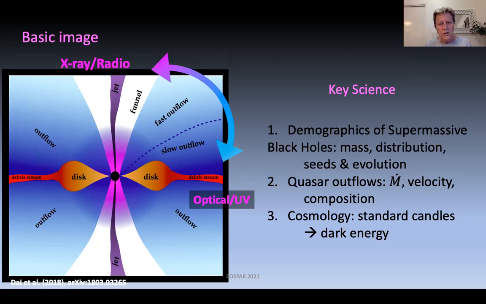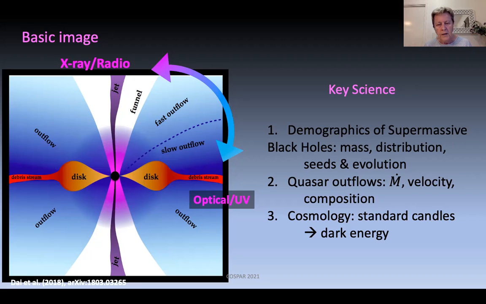The second question relates to quasar outflows. What is the mass transferred by the outflow, its velocity and its composition, and how does that outflow impact on the host galaxy that the quasar resides in? We see relationships between the mass of the galaxy, on scales many orders of magnitude larger, and the mass of the black hole. And so apparently there is some relationship between the evolution of these two objects.